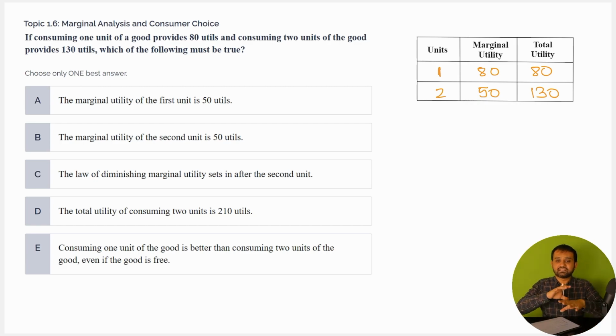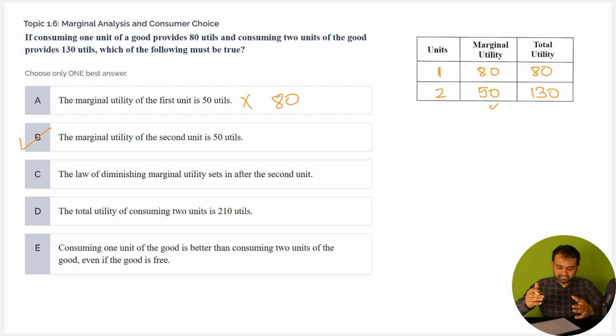Now that we have clarified what the situation really is, let's go through the options and figure out what the answer is. First, option A. The marginal utility of the first unit is 50 utils. That is incorrect because we know from the first unit's consumption, you get 80 utils of satisfaction. B. The marginal utility of the second unit is 50 utils. We know that is the correct answer from our calculation. But although we have found the correct answer, let's go through the rest to figure out if we can learn something from those wrong options.